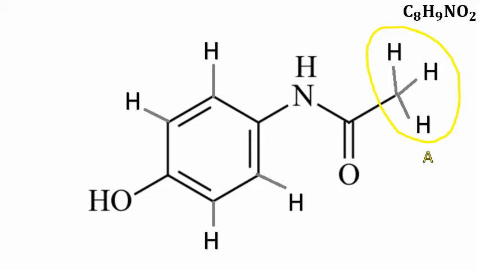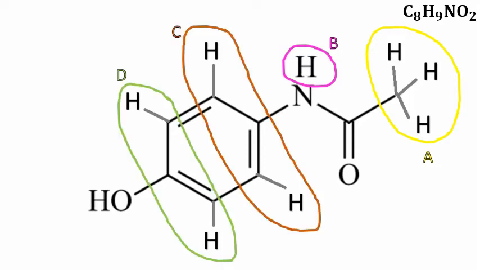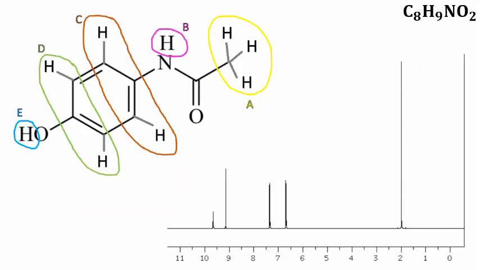Hence, the hydrogen of methyl group will be group A. Group B is a single proton bonded to nitrogen. Group C and D are the protons of benzene, and they differ by the oxygen and nitrogen atoms that are closer to them. Last group is the hydrogen of hydroxyl group, and we will take it as group E.